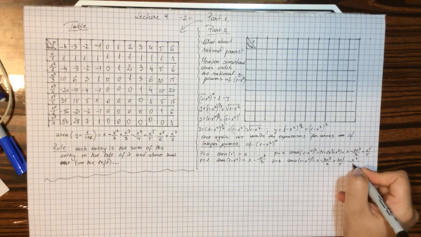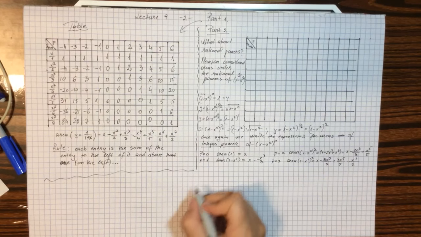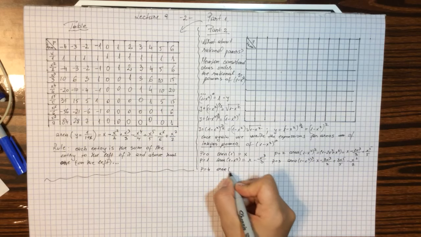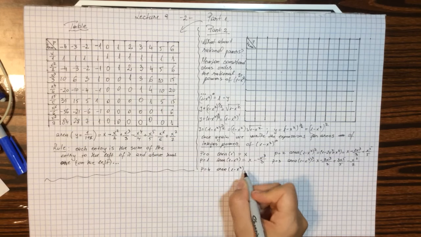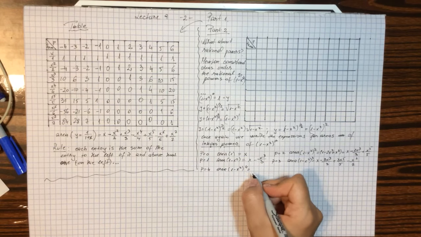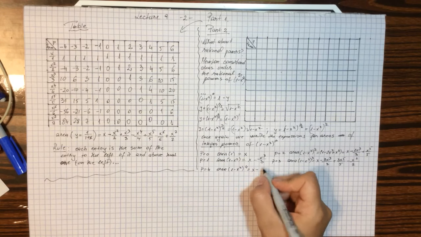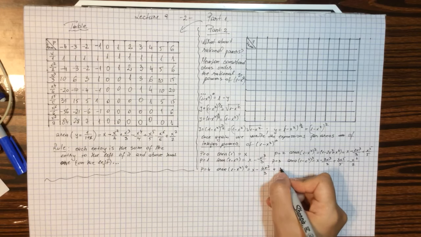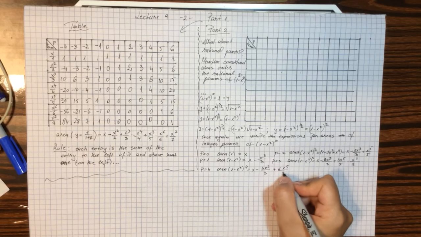For p equal to 4, we'll have area under 1 minus x squared to the power 4. That area will turn out to be x minus 4x to the power 3 over 3 plus 6x to the power 5 over 5.